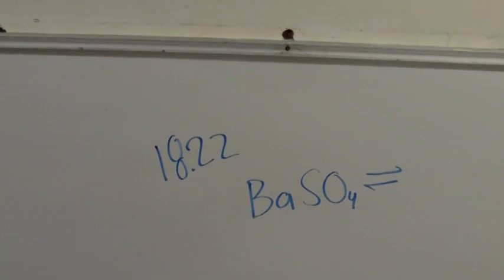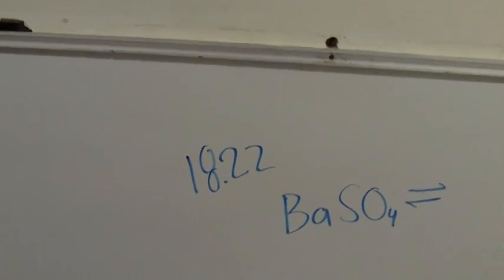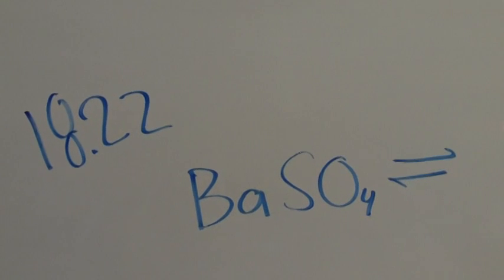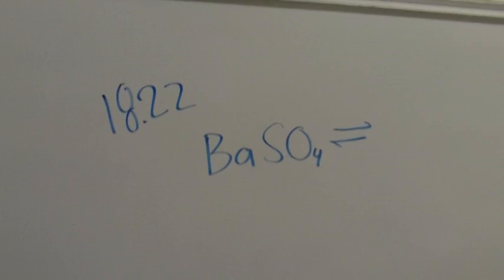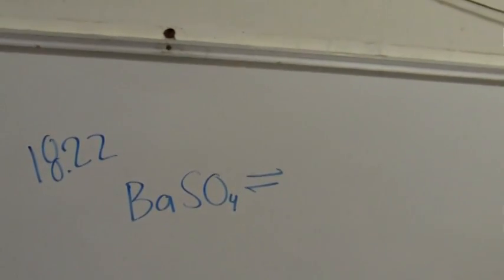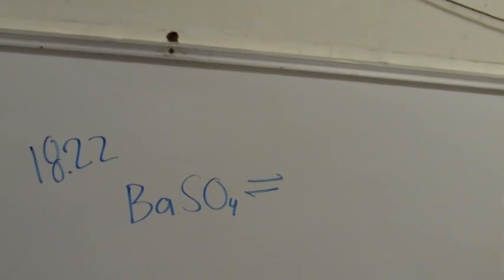22. Barium sulfate is so insoluble that it can be swallowed without significant danger, even though barium ion is toxic. At 25 degrees Celsius, 1 liter of water dissolves only 0.00245 grams of barium sulfate. Calculate the molar solubility and Ksp for barium sulfate.